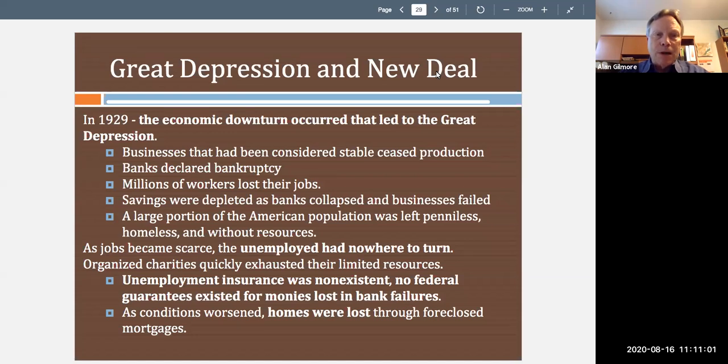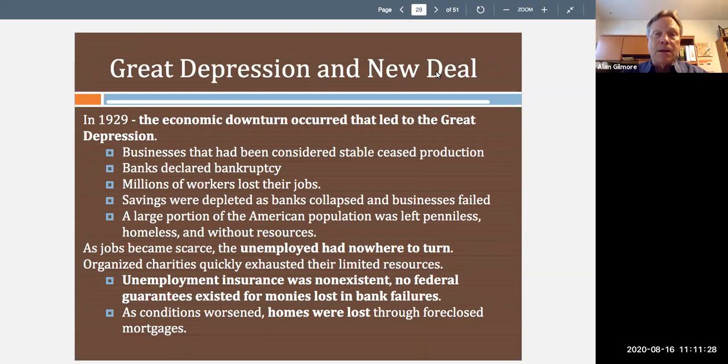So the Great Depression occurred in 1929. It was a significant economic downturn that occurred in the United States. Businesses that had been considered stable ceased production, banks declared bankruptcy, millions of workers lost their jobs, savings were depleted, a large portion of the American population was left without any money, often homeless and without resources.